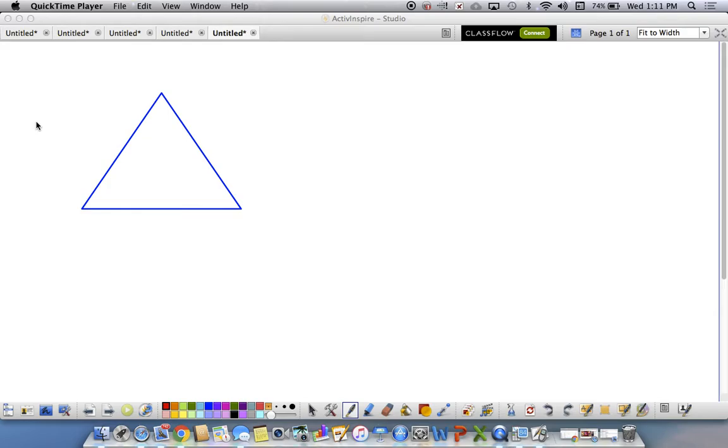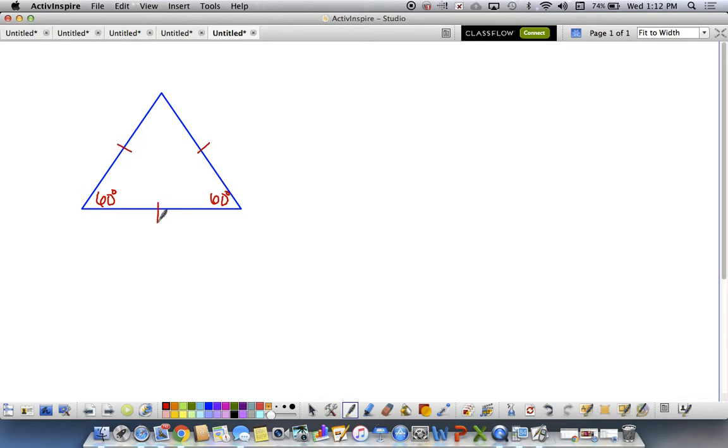Your equilateral triangle. What do you know about the equilateral triangle you have drawn? It has three 60-degree angles. It has three angles that are all 60 degrees. Okay, all the angles are the same. What else do you know about it? The side lengths are the same.